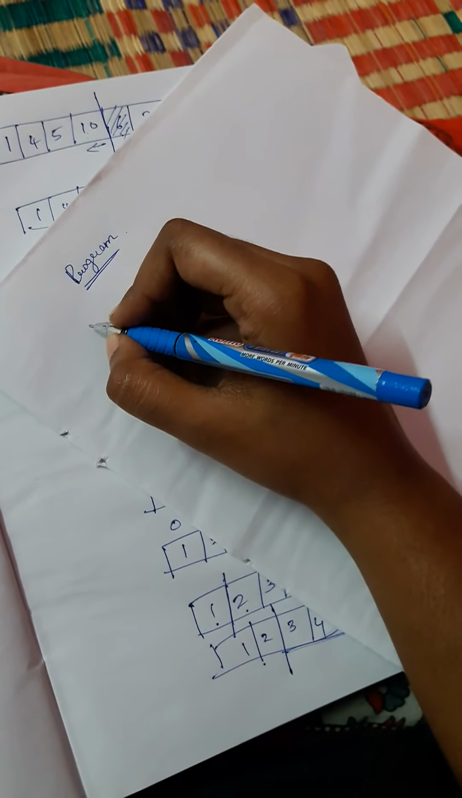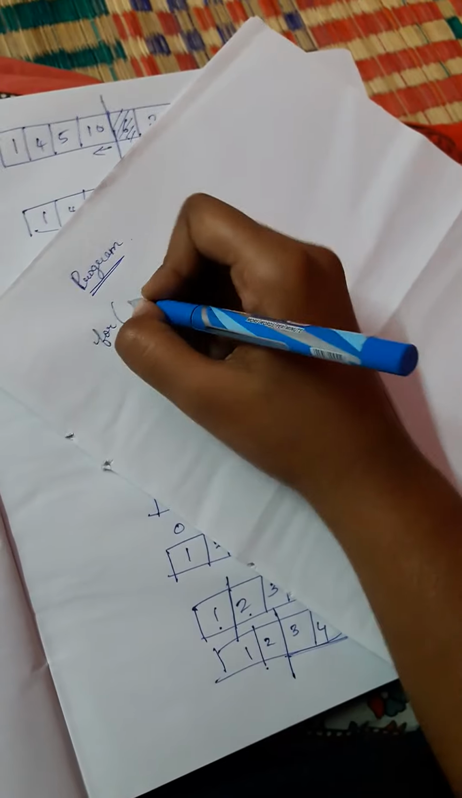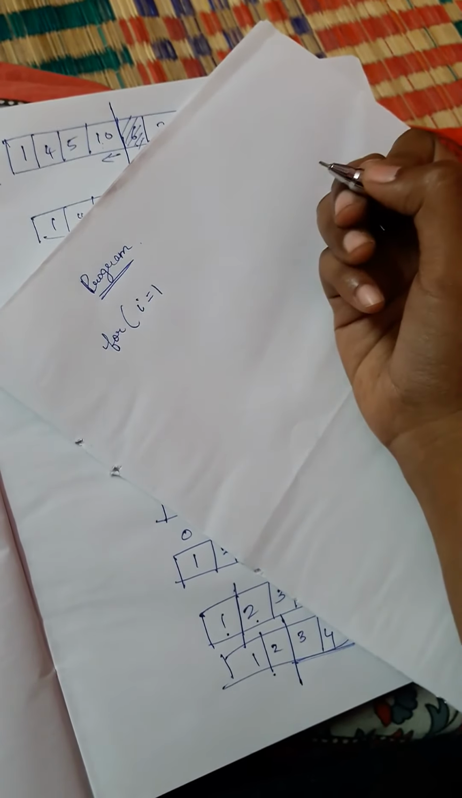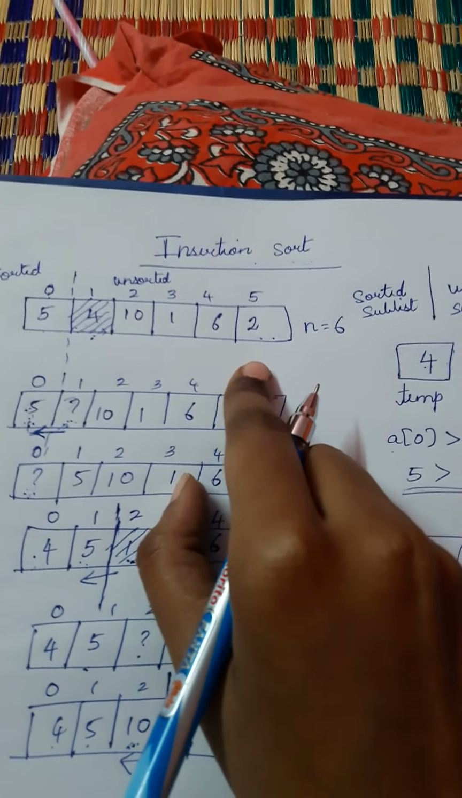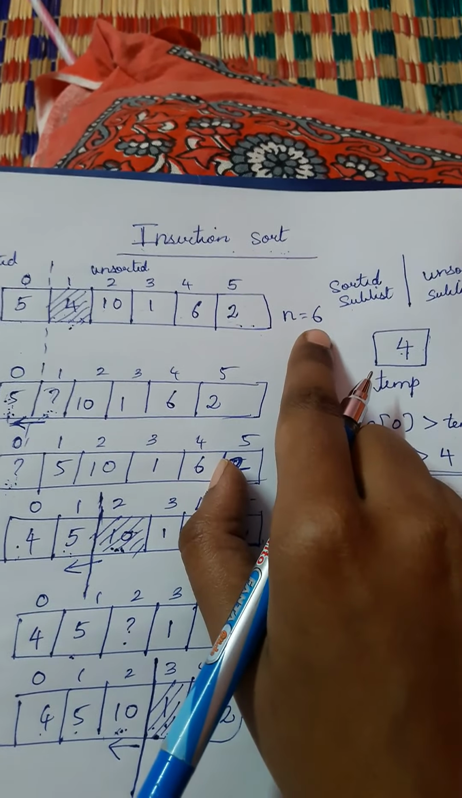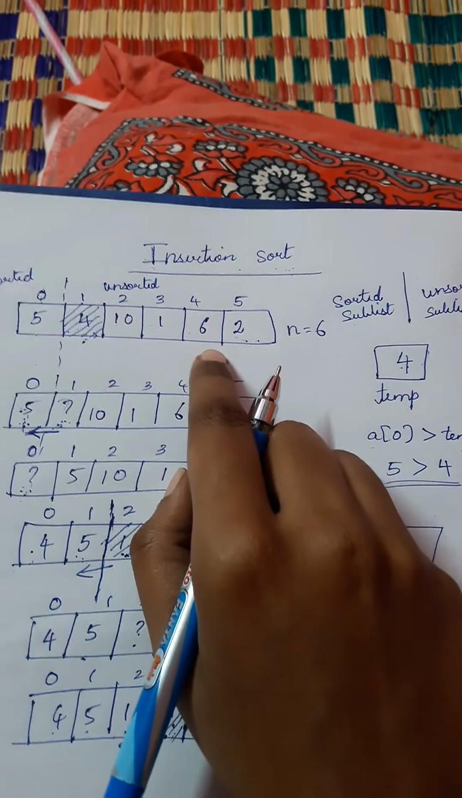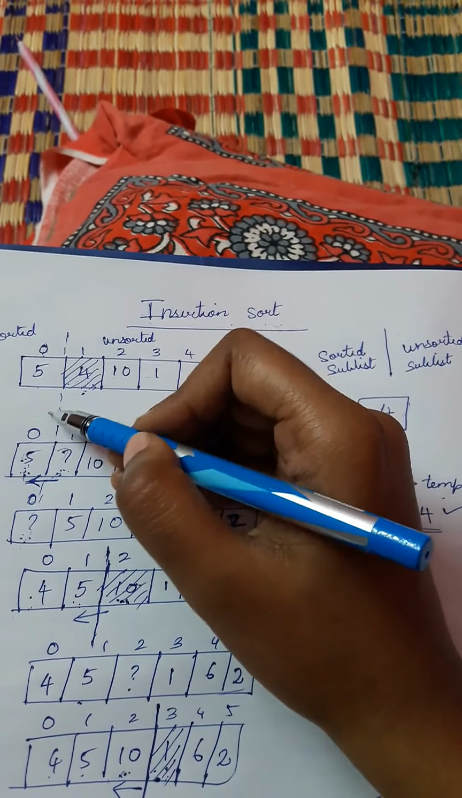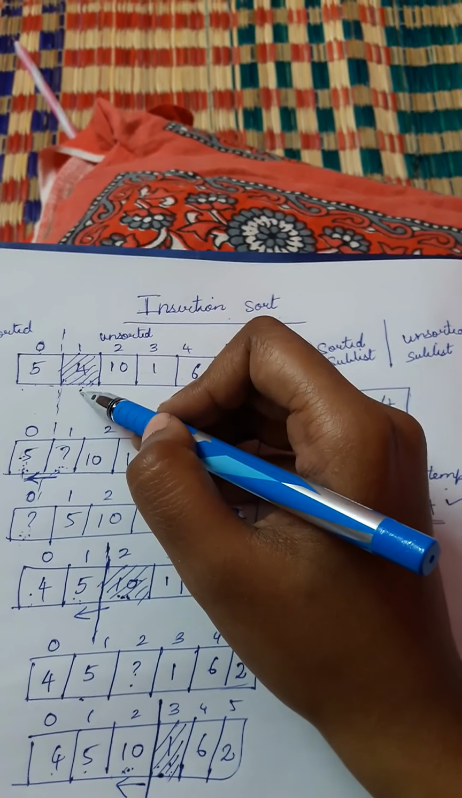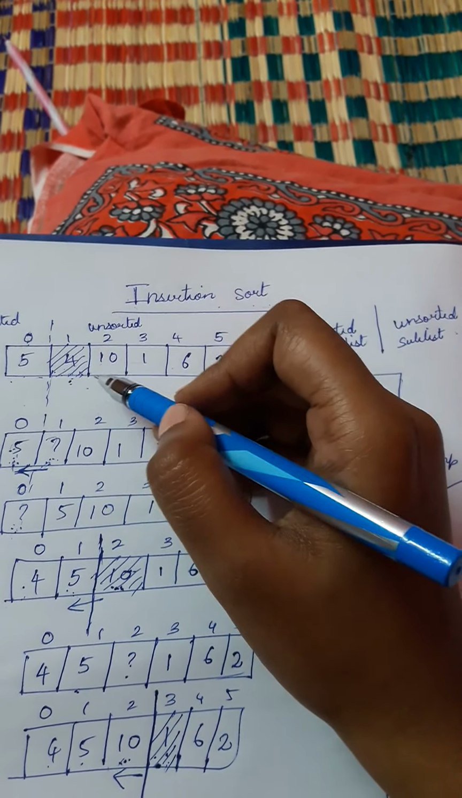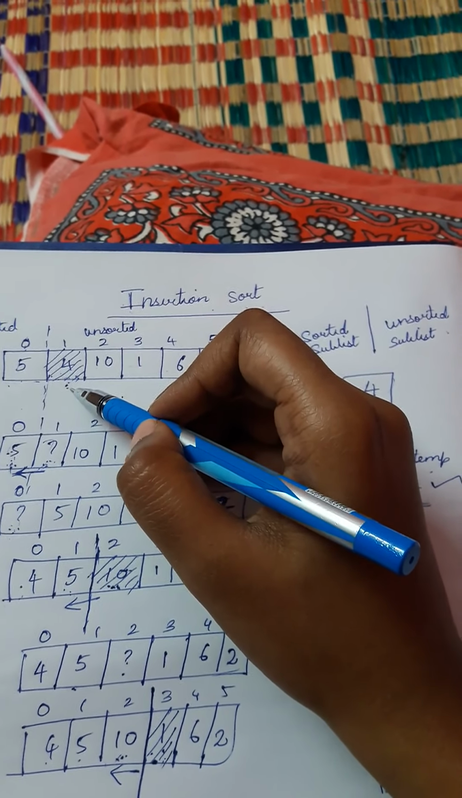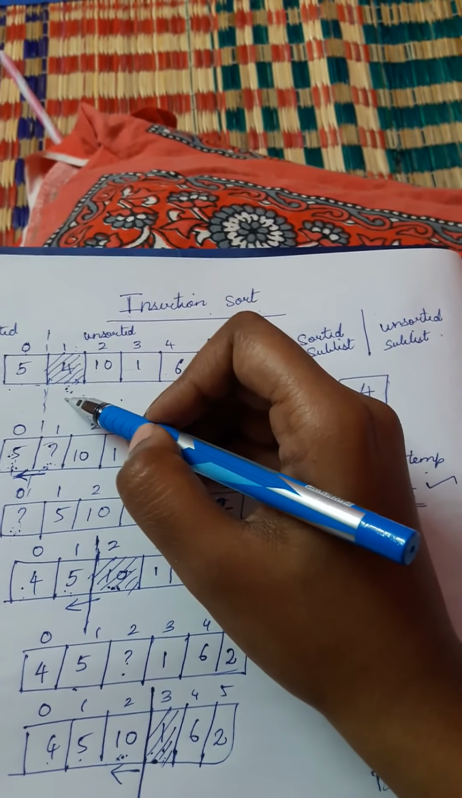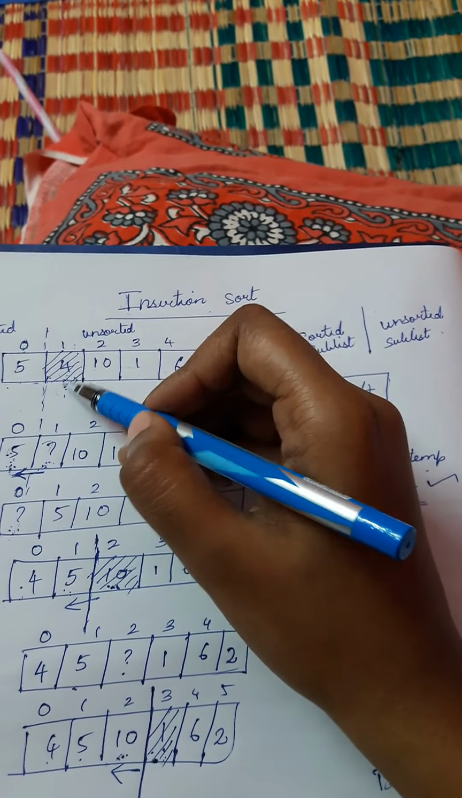So the first line is for i is equal to 1. Why am I taking i is equal to 1? This is the array we are going to take. There are n elements, that is, 6 elements in this array. I am taking i as 1 because we are already considering index 0 as a sorted array. So we are going to compare the remaining elements one by one, starting with this element only.